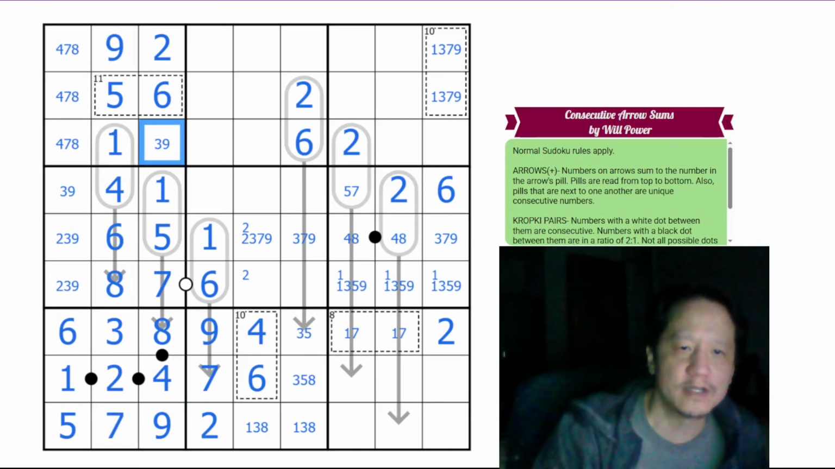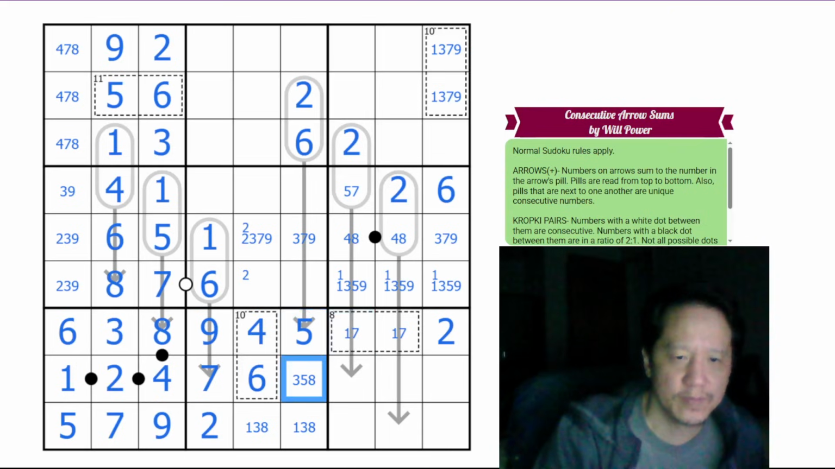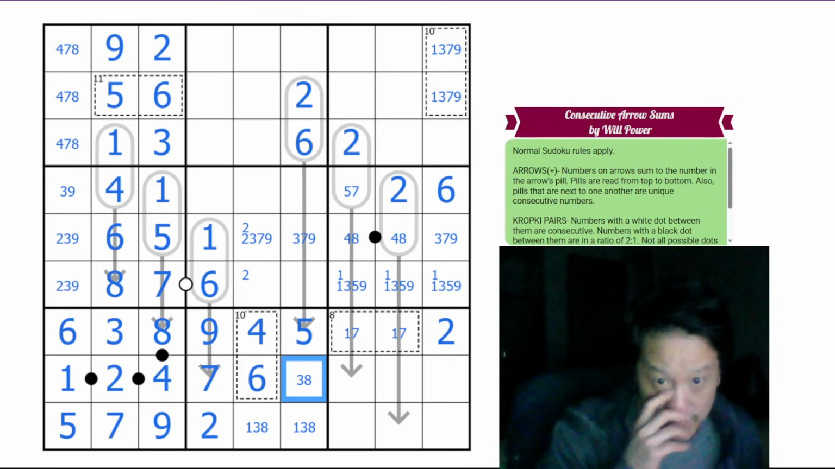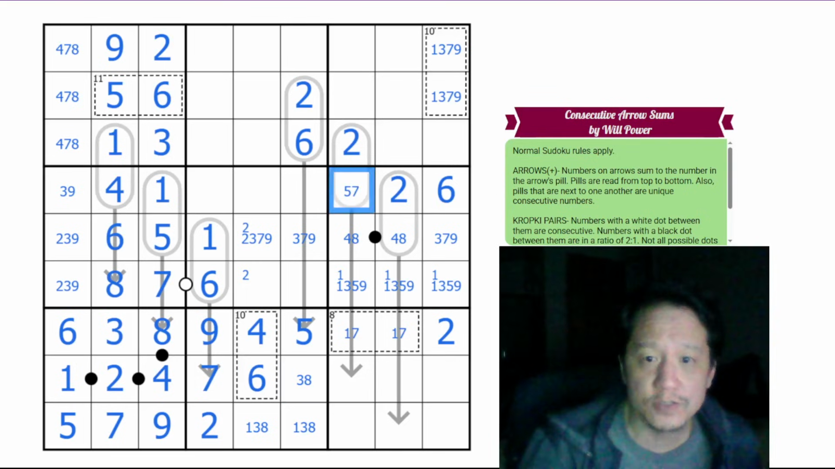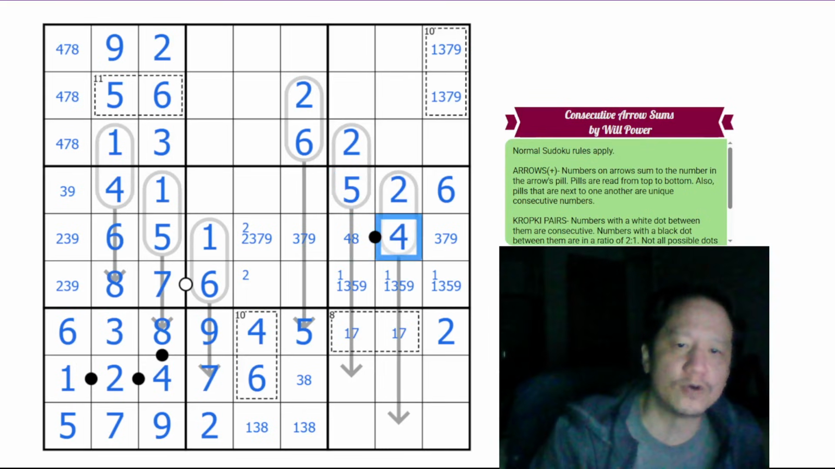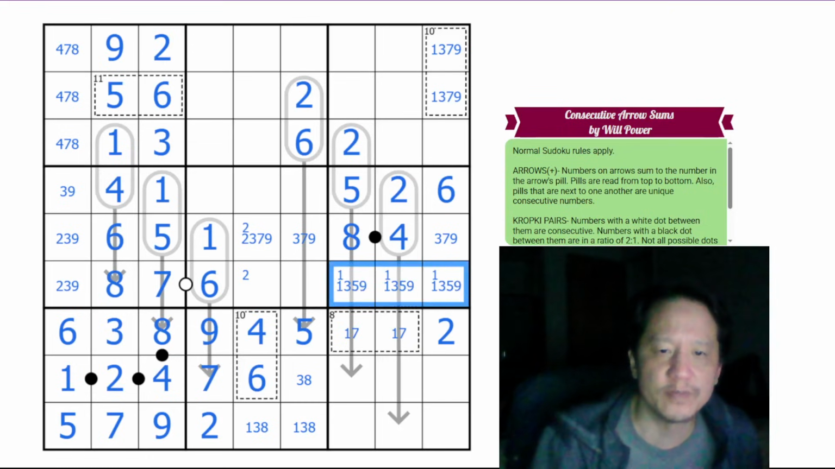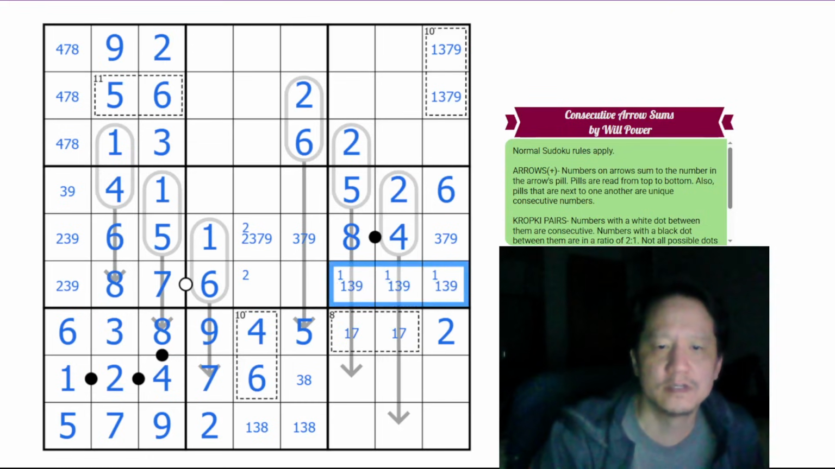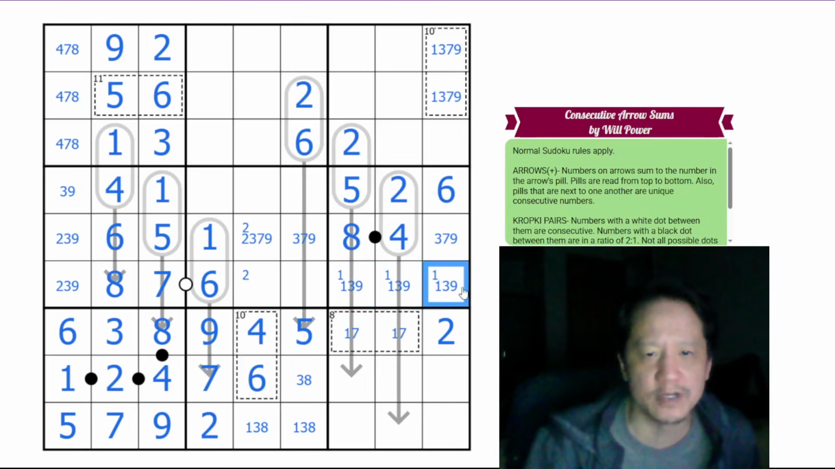That makes that 9 and that 3. This 3 eliminates 3 here, so it's 5. Which eliminates 5 in the rest of the box. So this is 25 and 24, which makes this 8. Then that eliminates 5 from the rest of the box. So we have a 1, 3, 9 triplet, which eliminates 1, 3, 9 in the rest of the box.